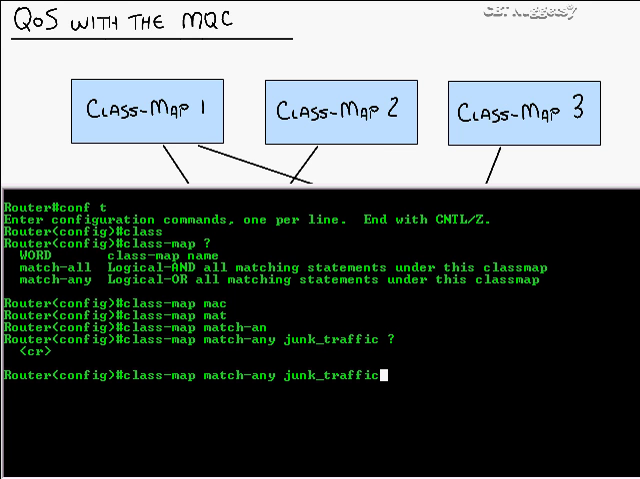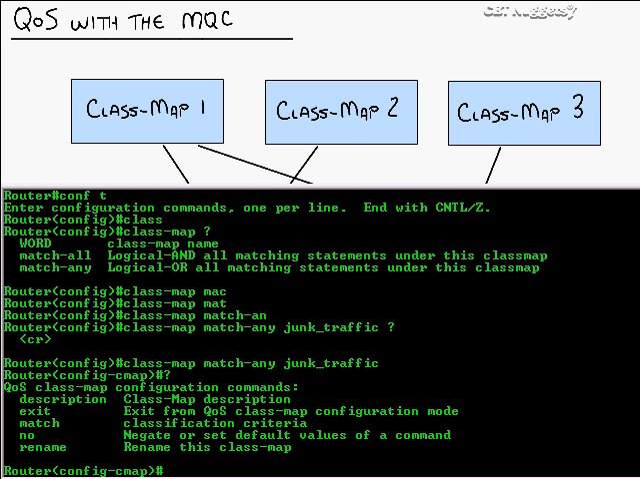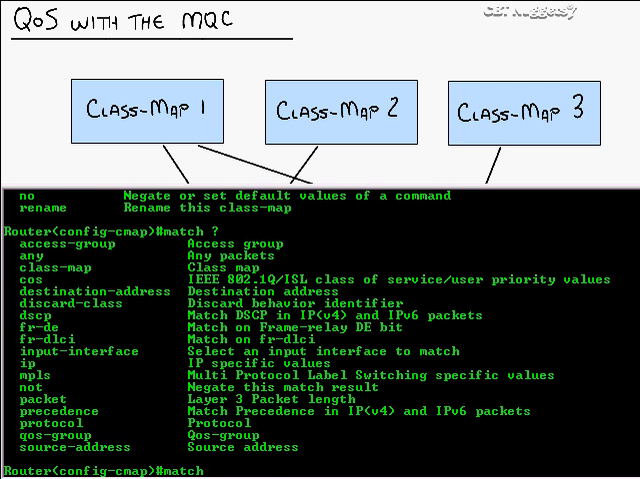Question mark, and I've got free game, so I hit enter, and I'm now in class map configuration mode. When I hit question mark, you can see I don't have many options. Description, exit, and match. That's the big one. I want to match certain criteria, and this is where my options come in. I can match by access group, which points us to an access list. So I can define an access list saying what port numbers or IP addresses I want to configure. I can match by class of service. That's a layer 2 marking. We have IEEE 802.1q and the ISL class of service markings.